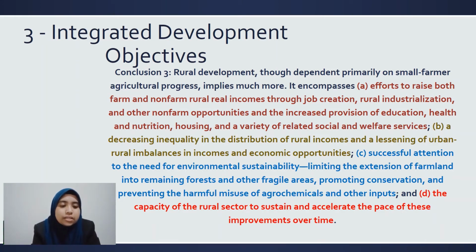And the last point is the capacity of the rural sector to sustain and accelerate the pace of these improvements over time. In this point, it clearly states that the achievement of this objective is important to national development. More than half the population of the developing world is still located in rural areas.